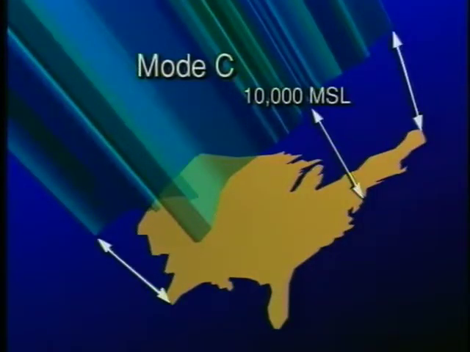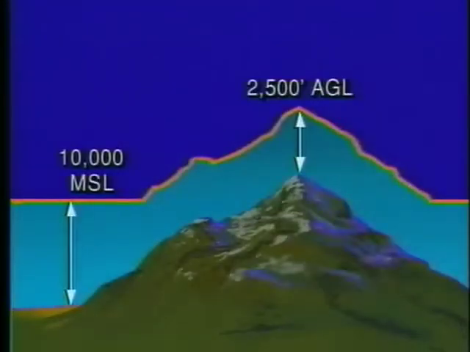It's important to note that a transponder with Mode C altitude reporting capability is required when operating above 10,000 feet MSL in all controlled and uncontrolled airspace within the contiguous United States and the District of Columbia. This excludes the airspace at and below 2,500 feet AGL.